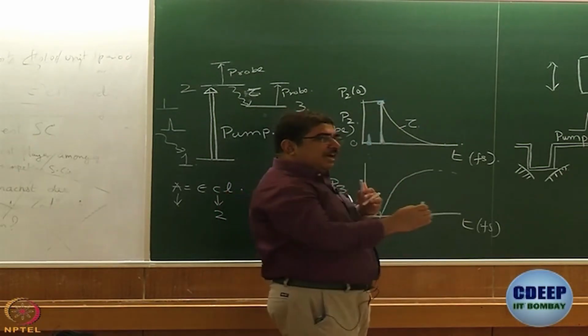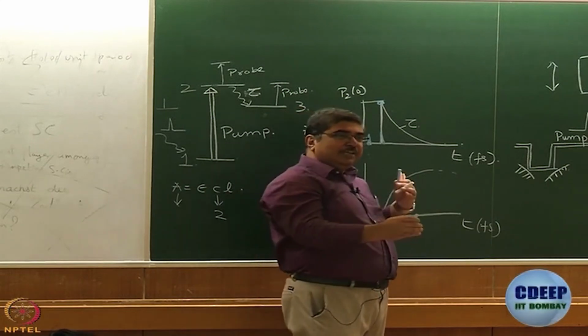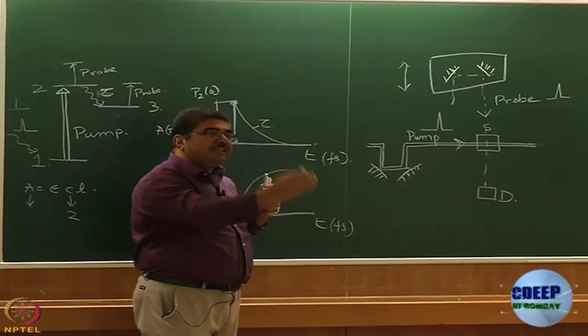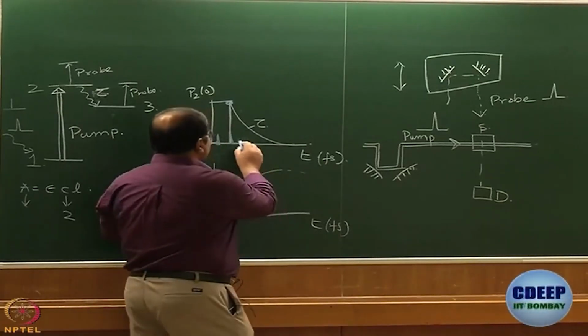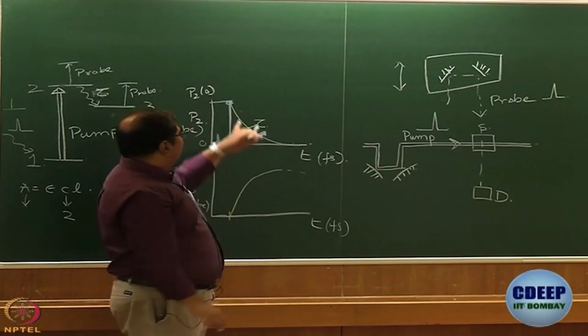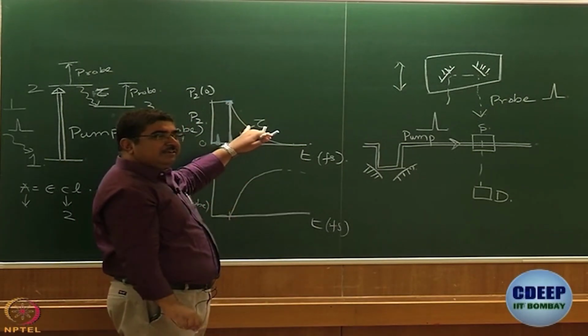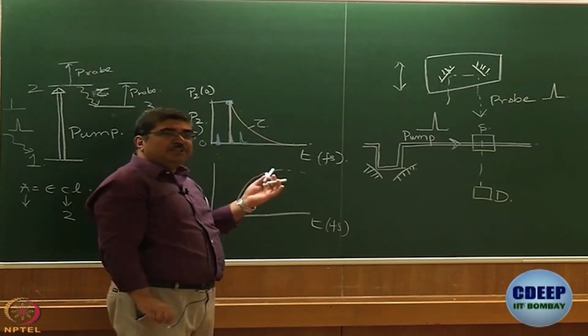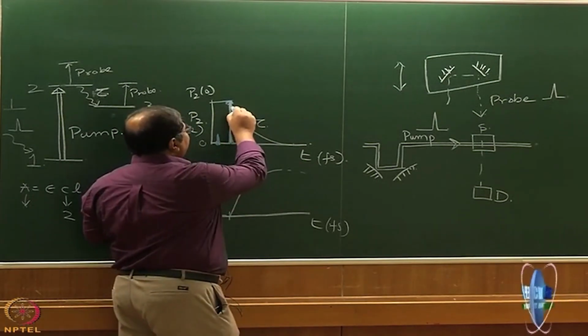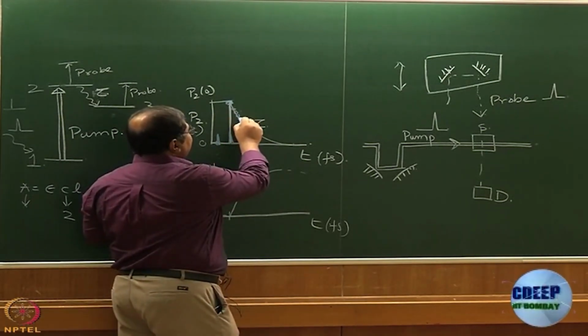Now, suppose I change the path length in such a way that the probe pulse arrives at the sample after the pump pulse, maybe at this time. Now, what will happen? Population has decayed from here to here. Correspondingly, absorbance will also decrease. So, like this, by varying the path length in a stepwise manner.